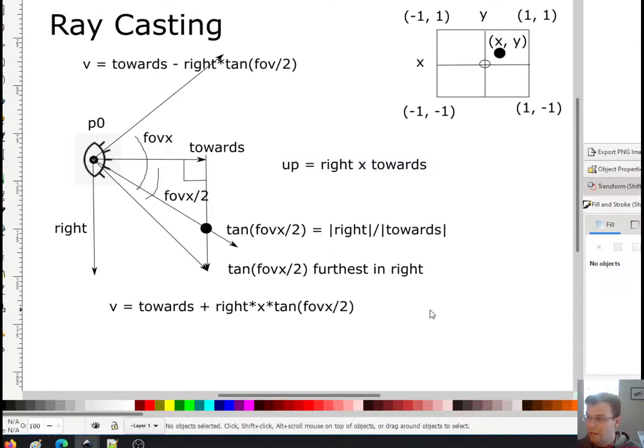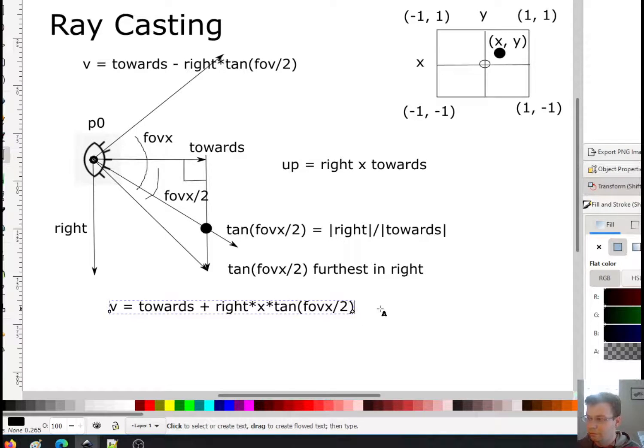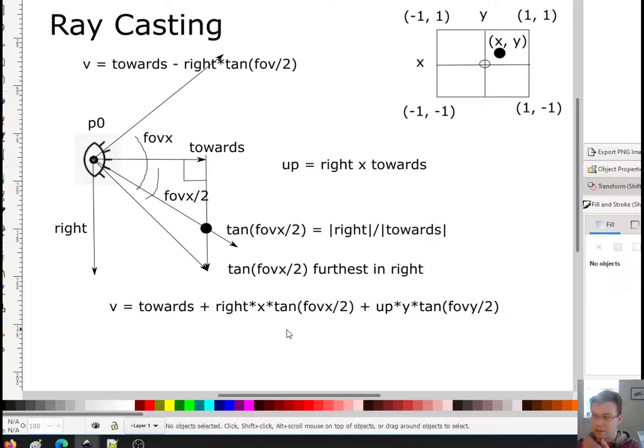And assuming these are both unit vectors, the full equation for the direction vector of your ray going through a general pixel here is towards plus right times x times tan of field of view in x over 2, plus up times y times tan of the field of view in y over 2. Okay, so this is the equation you need to do ray casting. So this determines a direction of a ray that I'm shooting from my eye through a particular pixel.